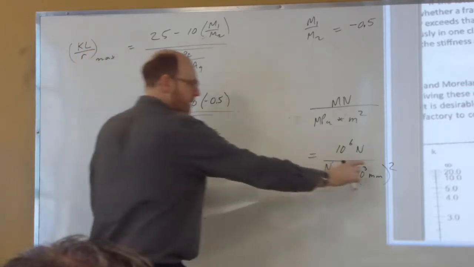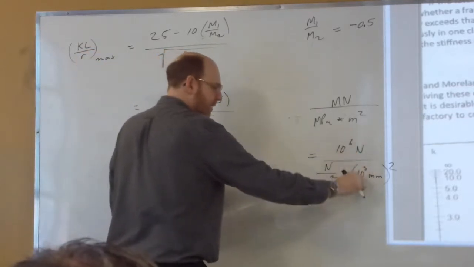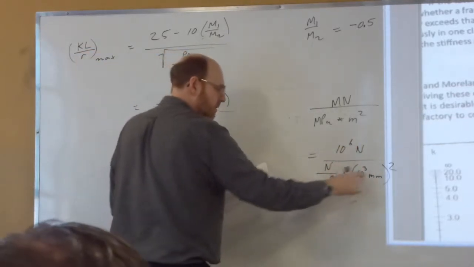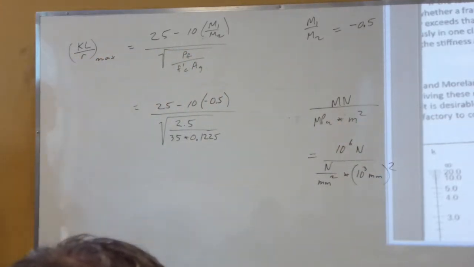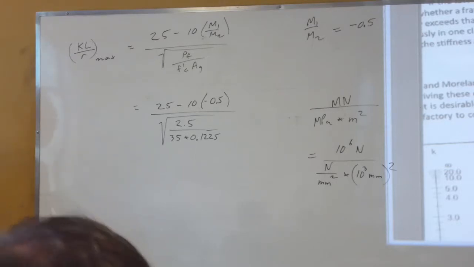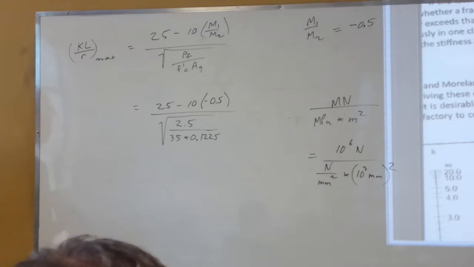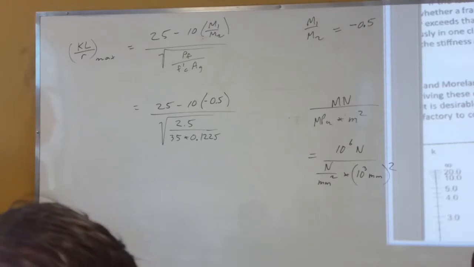Right, so 10 to the 3 squared is 10 to the 6, and that cancels out here. So I've got newtons canceling out, millimeters squared canceling out. This actually works out. So this is a compatible set of units. Meganewtons, MPa, and meters squared is a compatible set of units. It is not one that is very commonly used, but it works really well for this concrete scenario.